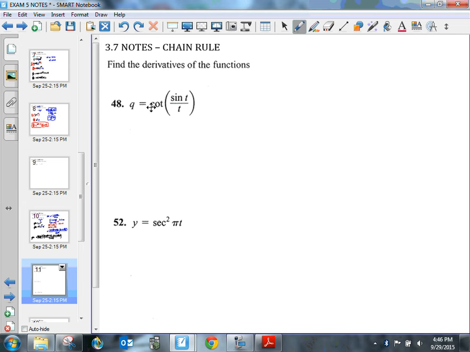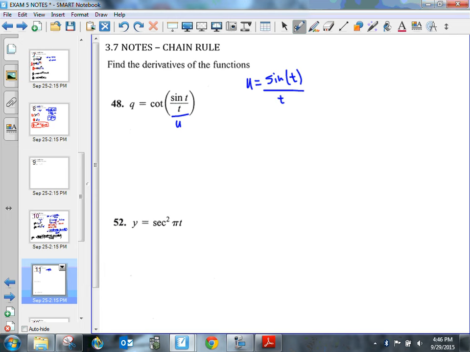Okay, let's do this one, cotangent of the quantity sine of t over t. So here's what I've got. I have an inside function here, guys. Here's my first u. So I'm going to write u over here. So u is equal to sine of t over t.